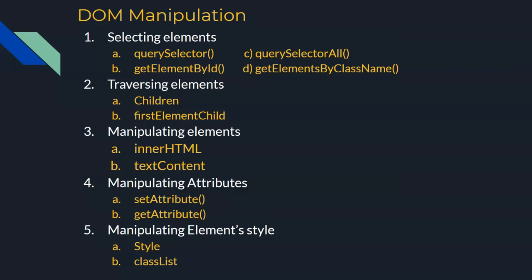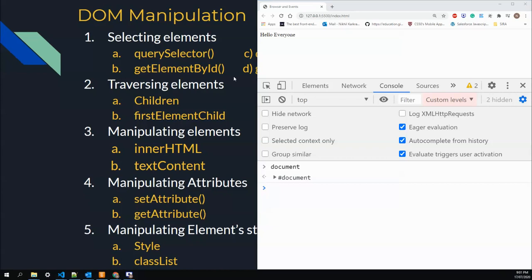From the DOM, how can we select an element? There are many ways, but the most common ways are querySelector, querySelectorAll, getElementById, and getElementsByClassName. So let's go to our code again and see how to achieve that.